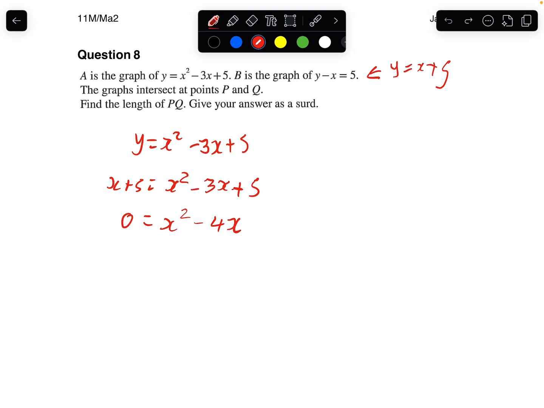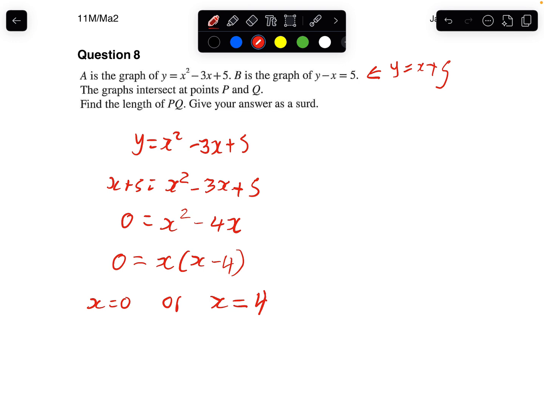Well, plus 0, 5 take away 5 is 0. Now we have to be careful here. We have a quadratic. Remember, when we solve a quadratic, we factorize. Factorize means taking out what is in common. So I'm going to take out what's in common, which is x in this case, x minus 4. That's going to give me two possible solutions. Either x is 0 or x is 4.